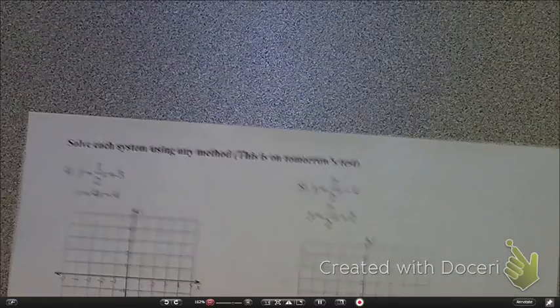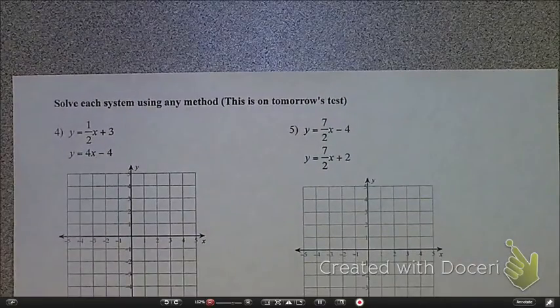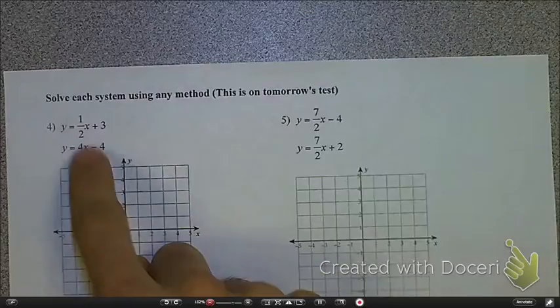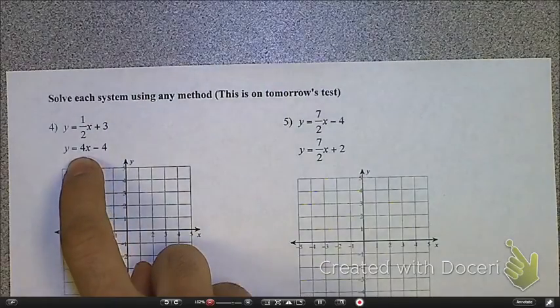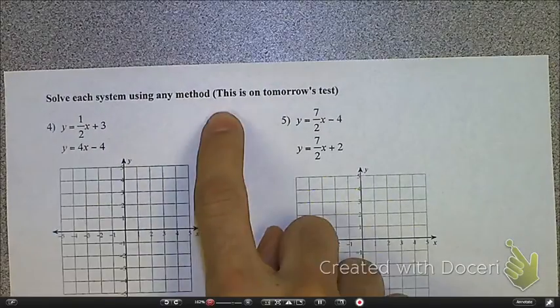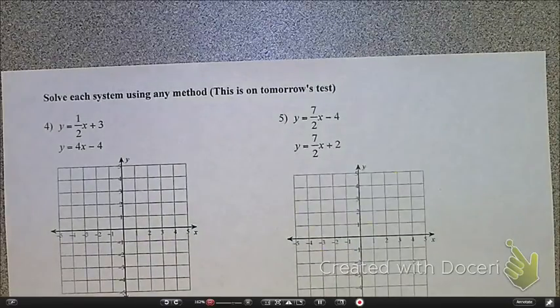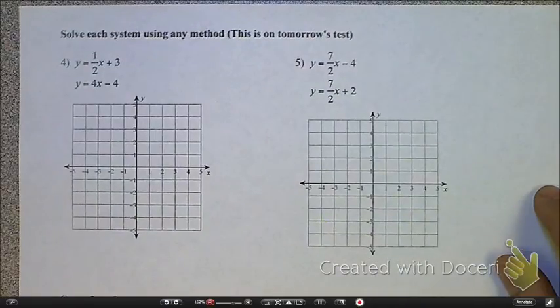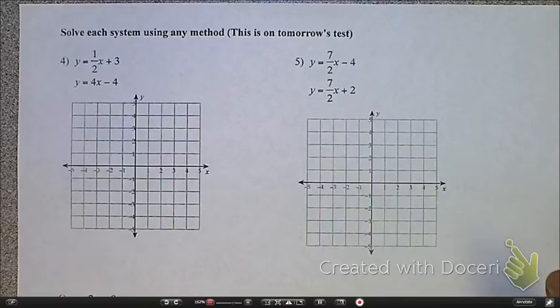The backside says, solve each system using any method. They are equal signs. No shading is needed. This is on tomorrow's test. Make sure you prepare, you're ready. Ask your classmates if you need help, but we need to make sure we're ready to pass this last test.